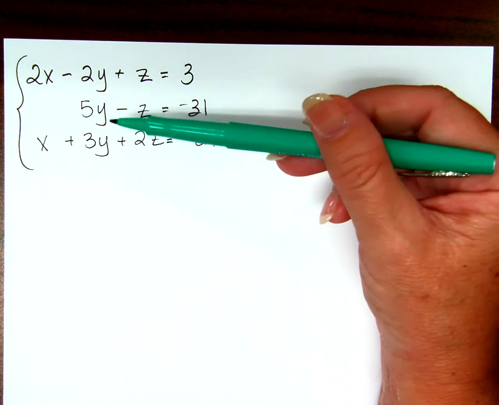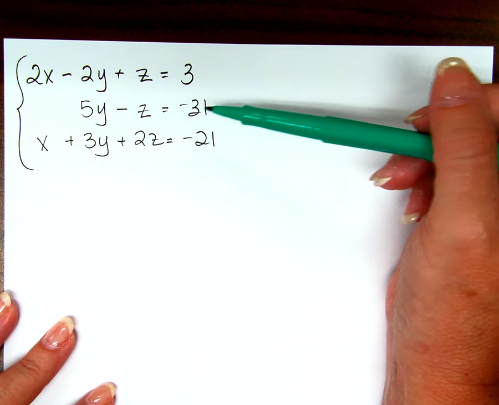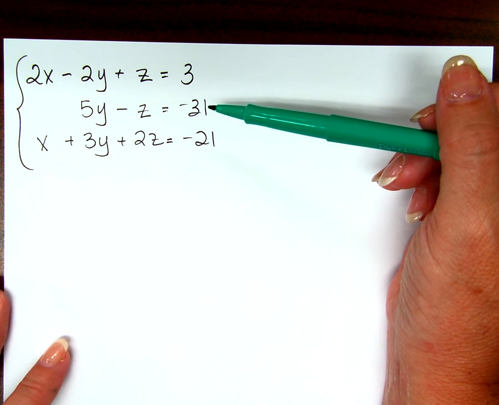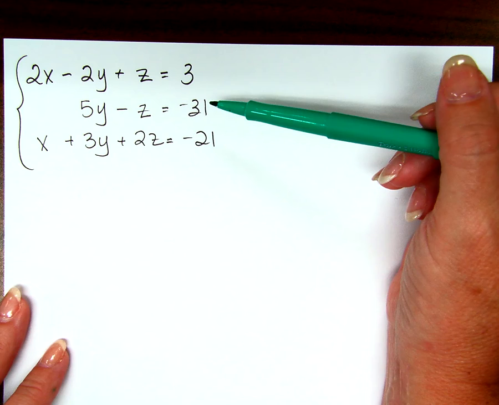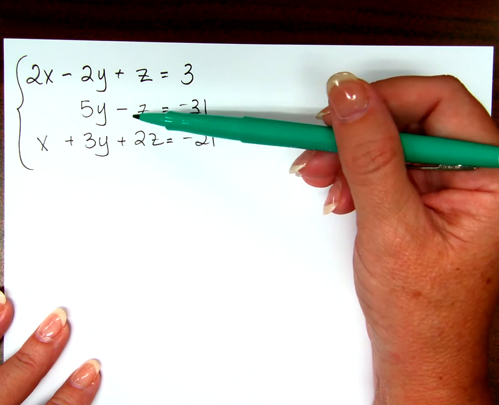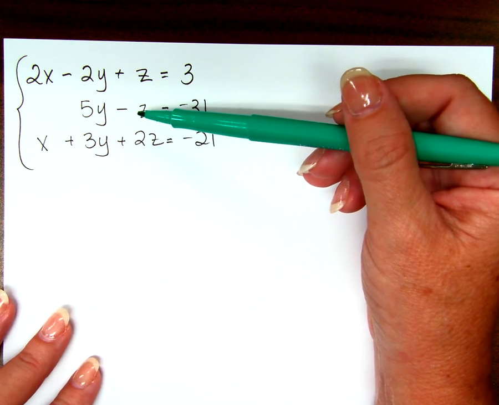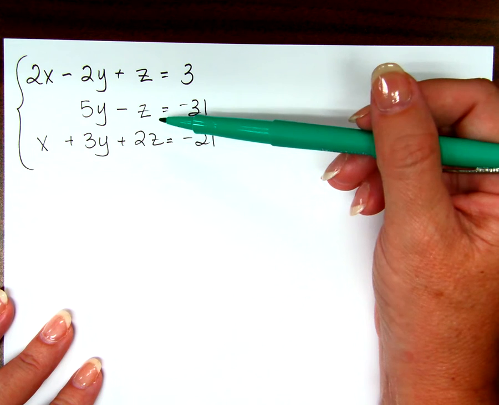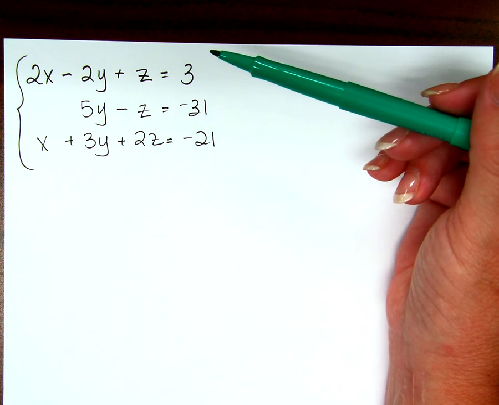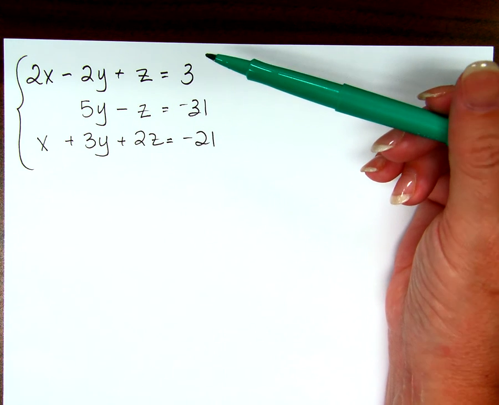Because here's the deal. I have one equation with y and z. What do I need? I need another equation with y and z, right? If I have one equation with y and z, that's two variables. And if I have two variables, I need two equations, okay? So one equation with y and z, I need another equation with y and z. But if I eliminate x, don't I have another equation with y and z?